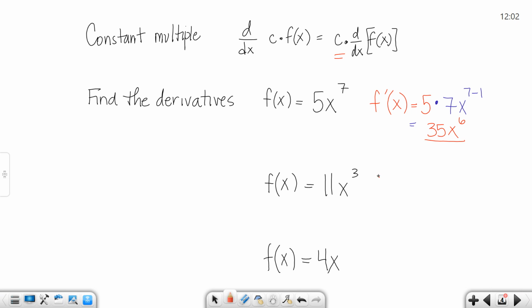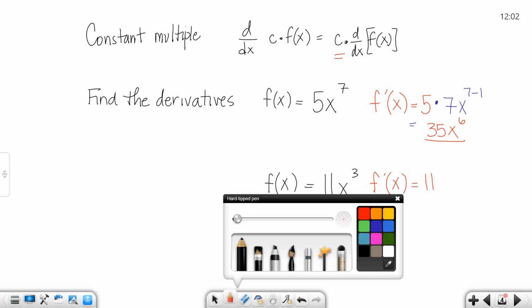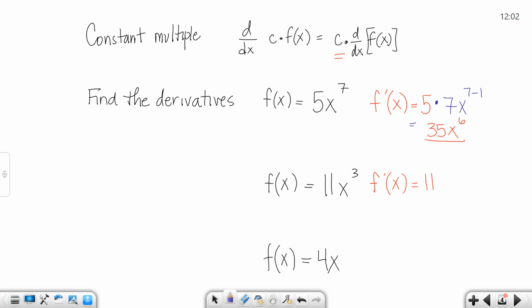Okay, so let's try another one of those. For the second one, I have the 11 out in front, just sitting there all by itself. And then I'm going to take the derivative of this x cubed. So taking the derivative of the x cubed, I would bring the 3 down, and I would decrease the 3 by 1. So cleaning that up, it would be 33 out in front, x to the 2.